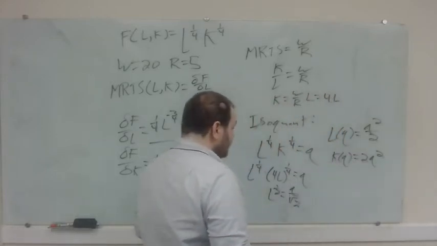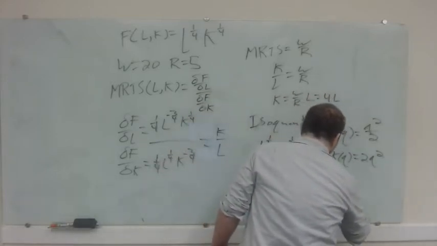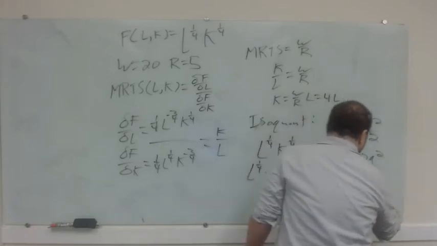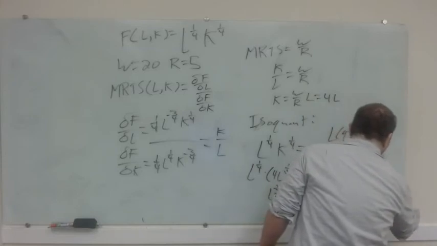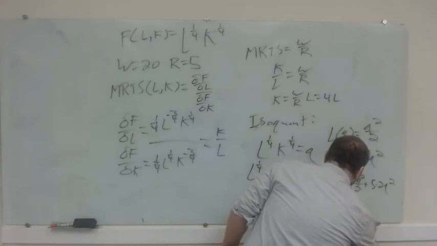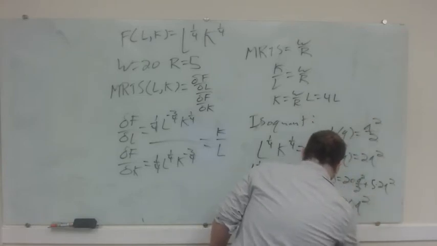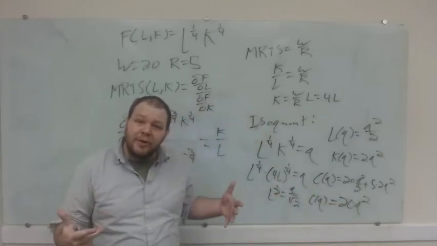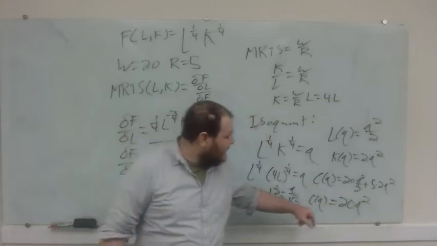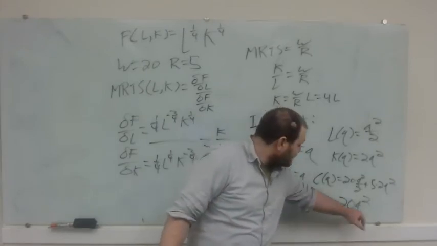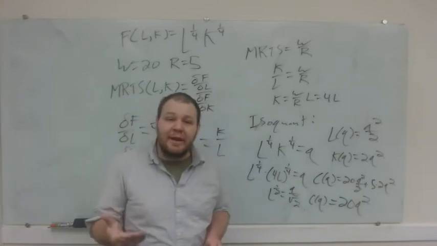And my cost function, C of Q, is going to equal 20 times Q squared over 2 plus 5 times 2Q squared, which is going to equal 20 times Q squared. So in this case, with this slightly different production function, if I wanted to double output, that would more than double costs. I would increase my costs by 4 times rather than by doubling costs.